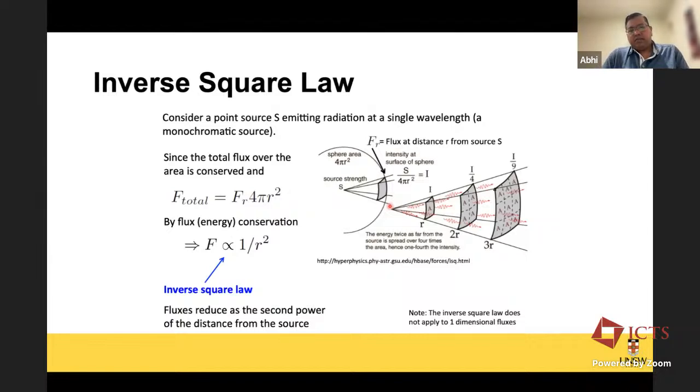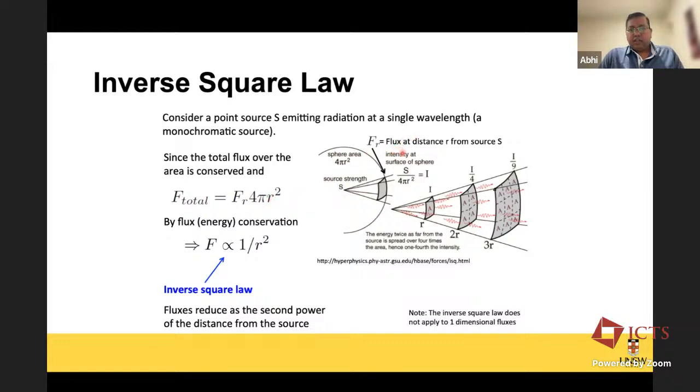So next, I'll introduce some of the laws that are widely used in radiation physics. The most basic one is the inverse square law. This is, for example, shown here in the image. If we have a source S emitting radiation in the center at a single wavelength, from a monochromatic source, we can calculate the total flux over the area, which is here given as F times 4 pi r squared, because the surface area with which it interacts is that of a sphere.